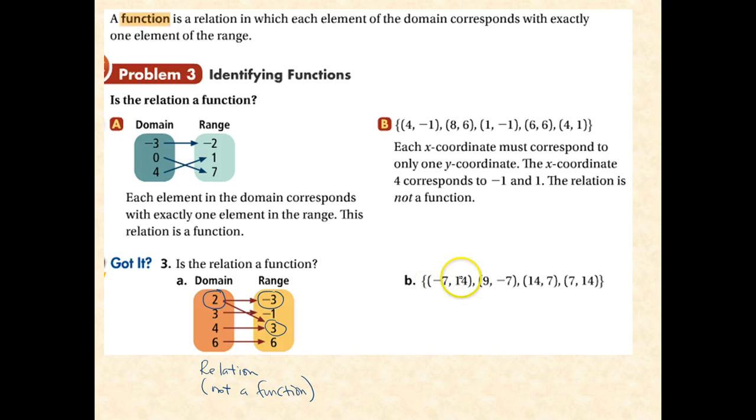What about on B? What are my inputs? My inputs are -7, 9, 14, and 7. I've got 4 different inputs, so I don't even have the possibility of it saying that one input is going to two different outputs. -7 only goes to 14, 9 only goes to -7, 14 only goes to 7, 7 only goes to 14. I don't have one input being mapped to two different outputs. So yes, this is a function.